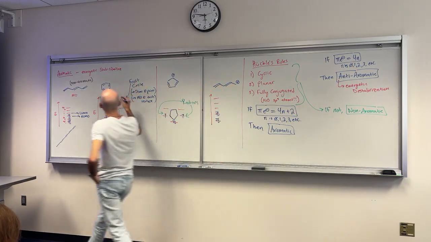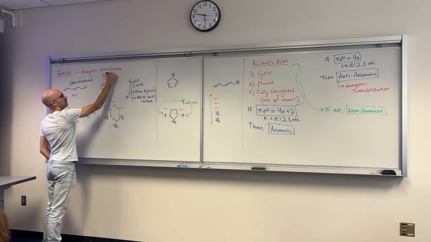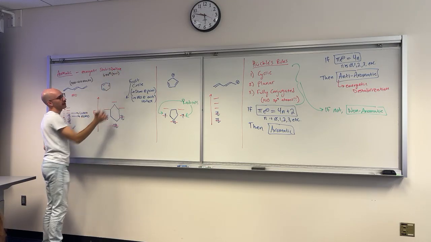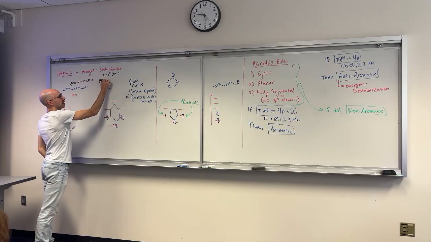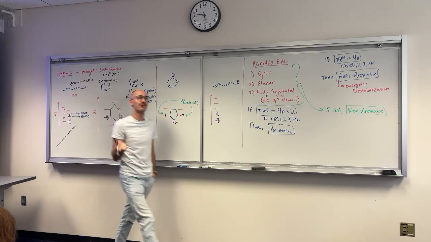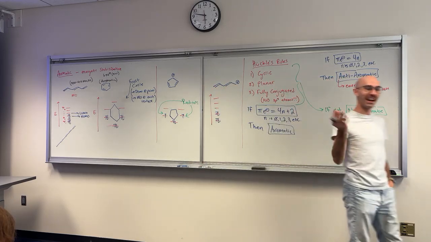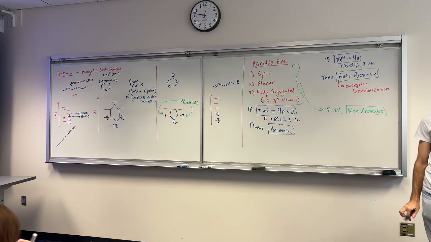So because there are 6 pi electrons, we can say n equals 1, and it solves for 4n plus 2. This is an aromatic compound. Thank goodness. Could you imagine if our aromatic ring broke the rules and wasn't aromatic?